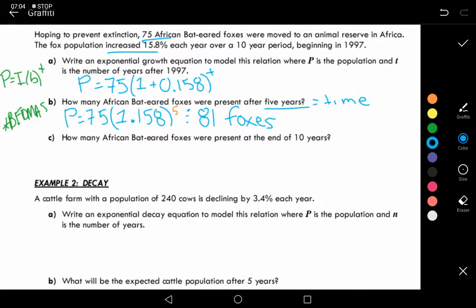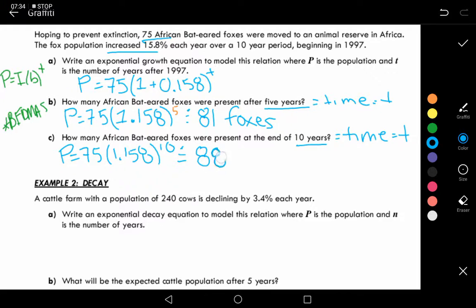Okay, the next question says, how many foxes were present at the end of 10 years? So again, it's telling you 10 years, so that's a time period. That means we need to sub in that value for t. So we continue with that same equation because that's our general equation. Nothing changes other than the time period. So now we have to do 1.158 to the power of 10 times 75. That means that there are approximately 88 foxes after 10 years.